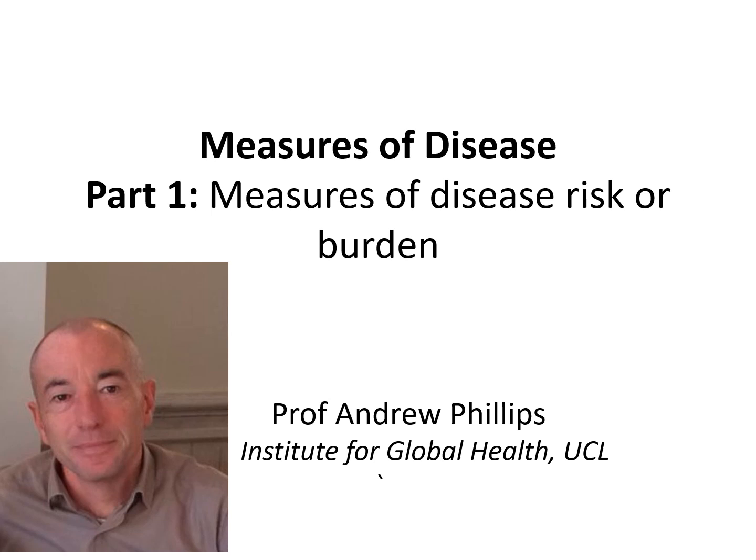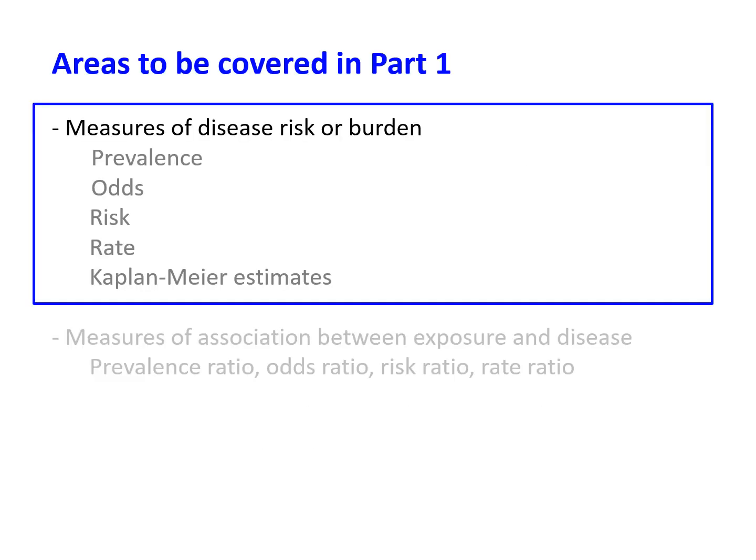Hello, I'm Andrew Phillips. I'm going to be talking to you about measures of disease, and the first part of this lecture is measures of disease risk or burden. The areas to be covered in part one of this are to define the prevalence, the odds, the risk, the rate, and Kaplan-Meier estimates.